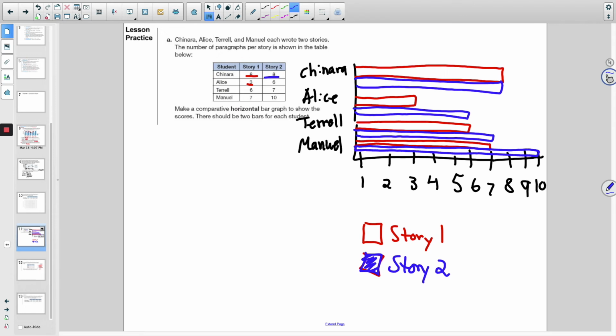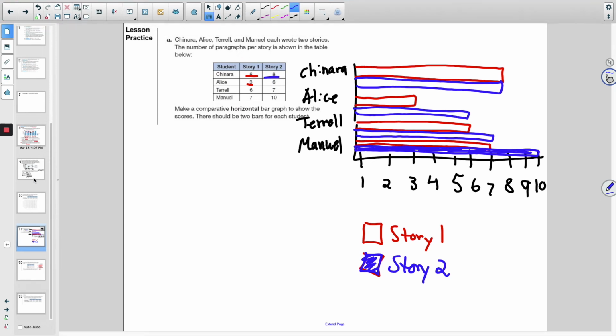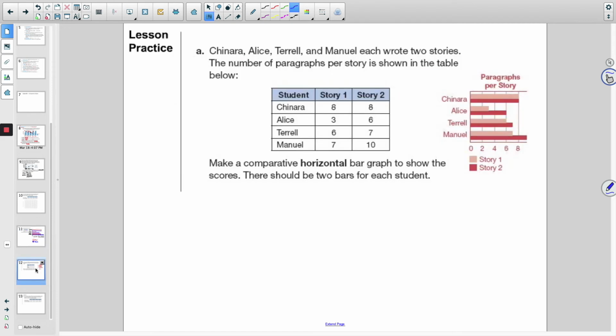Now that I have my double bar graph, I could answer any types of questions I might have about it, and I can compare these two sets of data. All right, so that's the double bar graph. Next, we have the double line graph. So here's a version that looks a lot better than mine, but that's what it should kind of look like at the end. All right, now we have the double line graph.